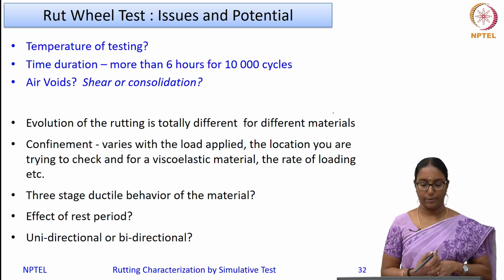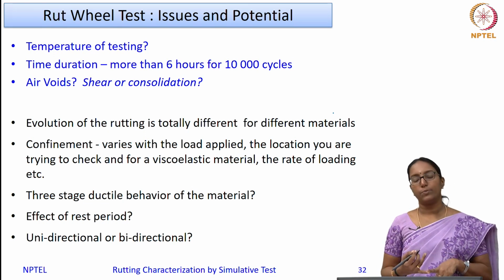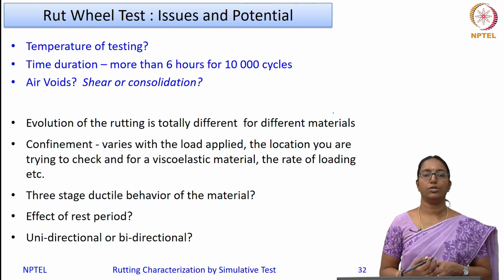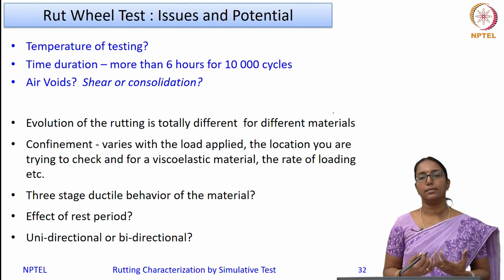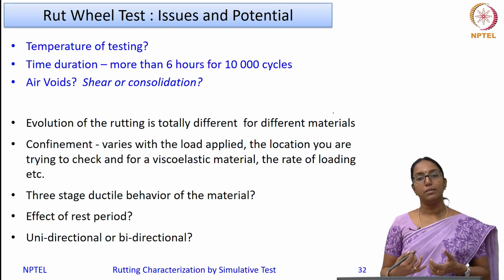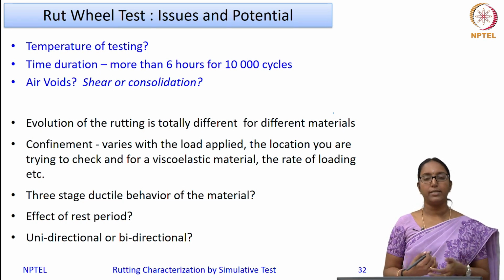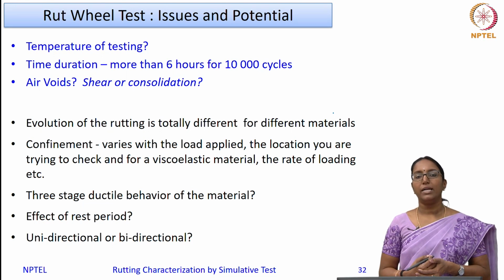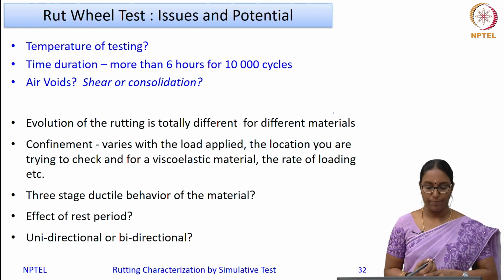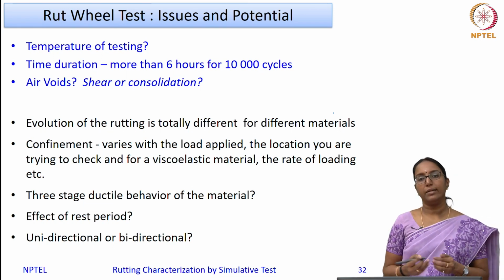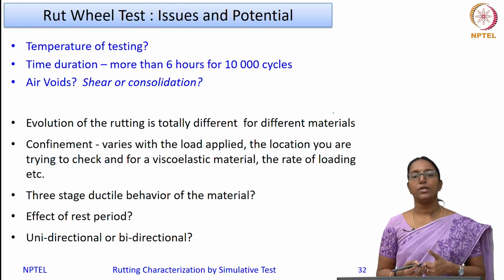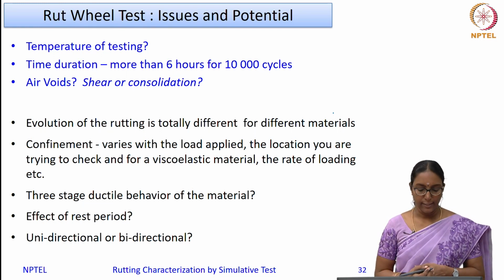So let us discuss a little bit about the potential of this test and the issues associated. One aspect is the temperature of testing. You can do the testing at a higher temperature of say 50 or 60, wherein the possibility of rutting is more. So you can do testing at those temperatures. But again, it can be done at a constant temperature alone for a particular test. And this is a test which will take a little amount of time. Say, for example, 6 hours is required for 10,000 load cycles.